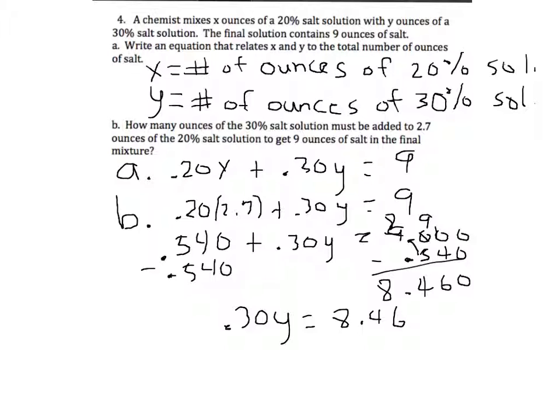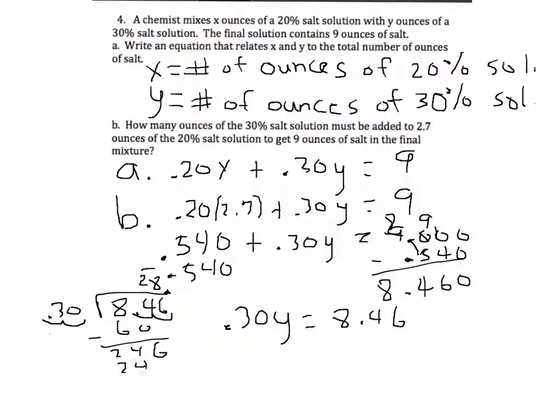And if you take 8.46 and you divide by 0.30, you need to move the decimal out of the divisor 2 places, so it moves here. And 30 goes into 84 2 times, and you're left with 24, and bring down the 6. 8 times 30 is 240. 6, and you bring down a 0, and that goes in 2 times. So you actually get that Y is equal to 28.2 ounces. And remind students not to forget their units when they're answering the question.